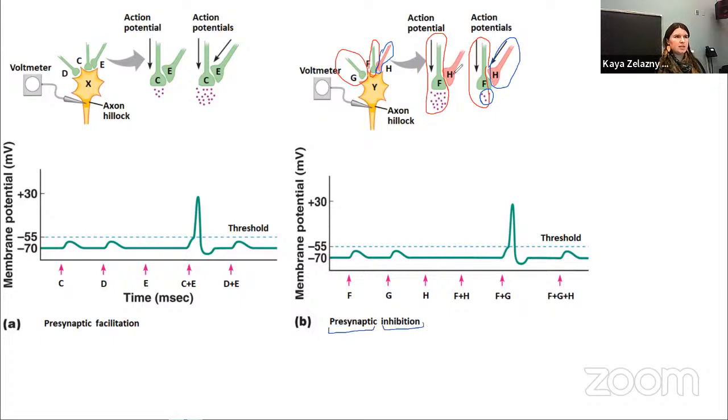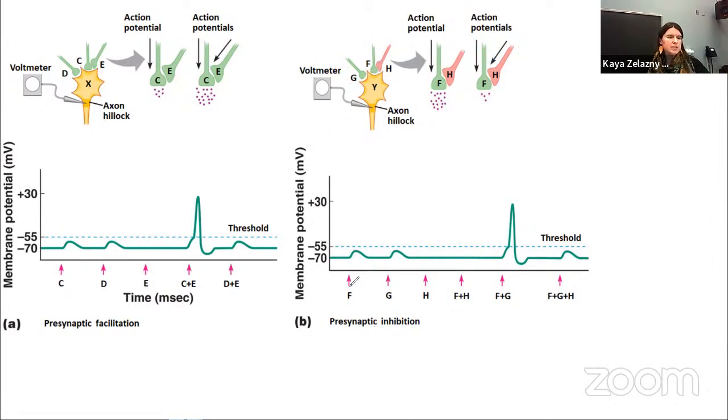So presynaptic, because we are talking about these presynaptic neurons, right? These ones that I've circled are presynaptic. Here in yellow is our postsynaptic, right? So presynaptic facilitation or inhibition is affecting how much neurotransmitter that presynaptic neuron releases, okay?